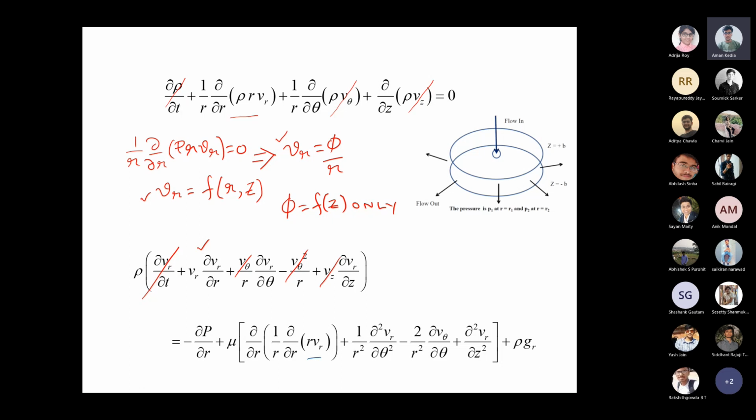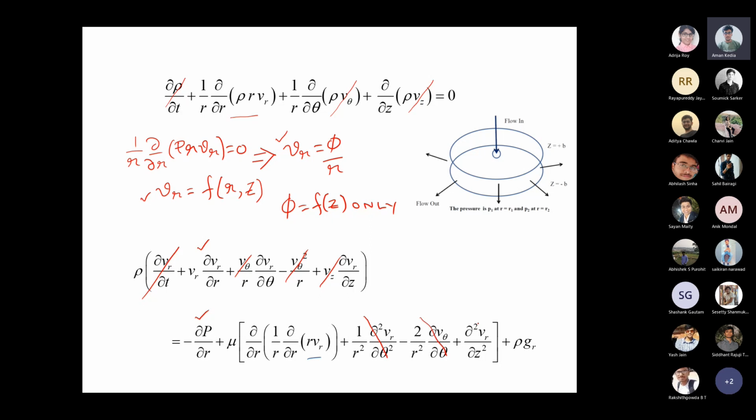Now, when we come to the right-hand side of this equation, how about del p del r? It will also stay because there is a gradient, there is an imposed pressure in the system. Let's consider the third term, del square VR by del theta square. Should we have this term? No, it does not depend on theta. There is an angular symmetry in this, so this is going to be equal to 0. Of course, there's not going to be any v theta in the system.